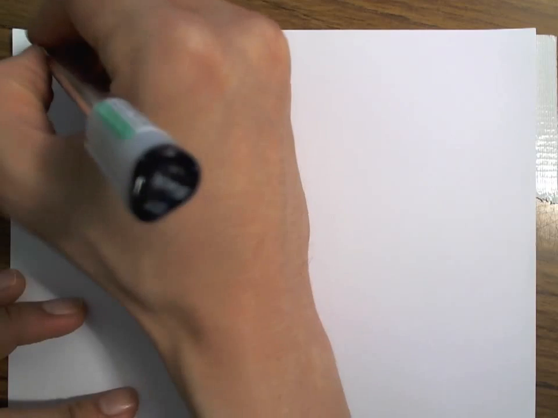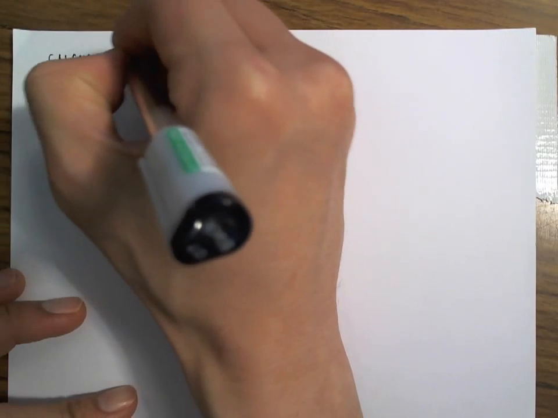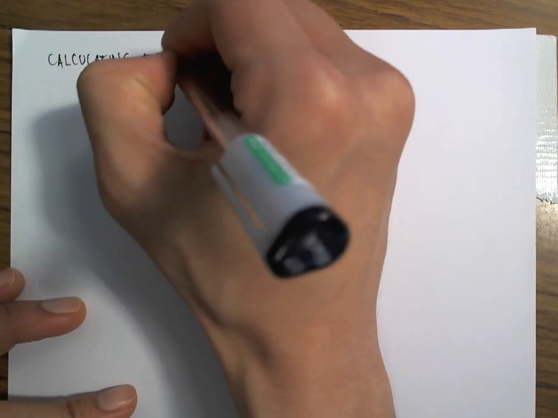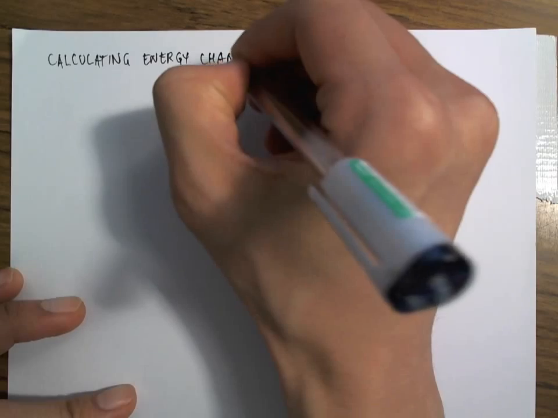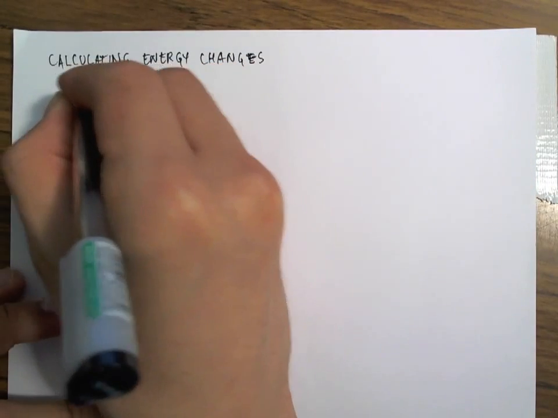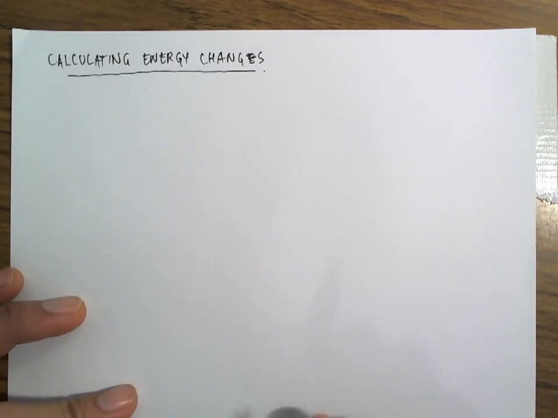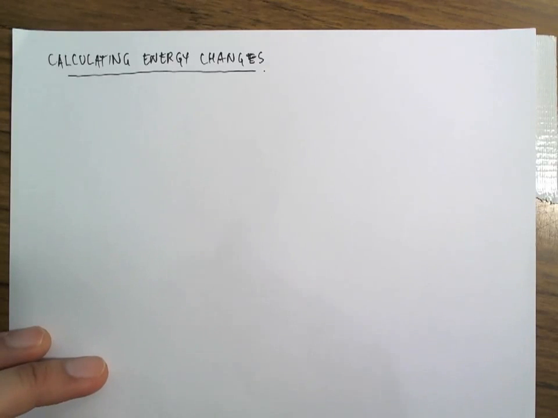So just write it down now. We're going to calculate energy changes. So in this video we will do some numerical calculations to concretely understand how the process of bond breaking and bond formation can result in endothermic or exothermic reactions. So a couple of conventions to start off.